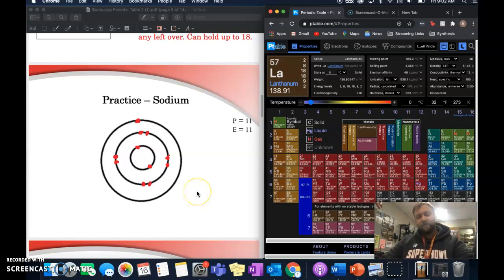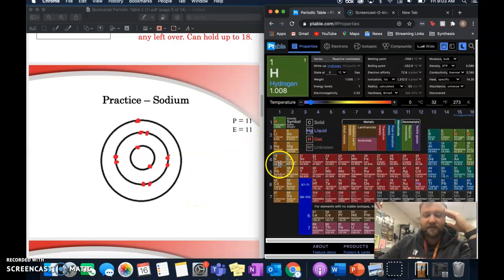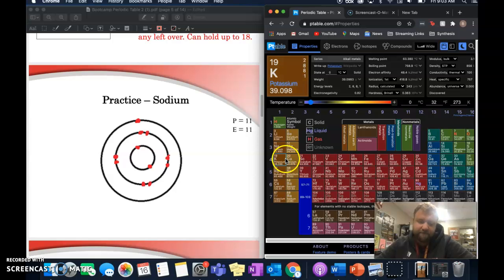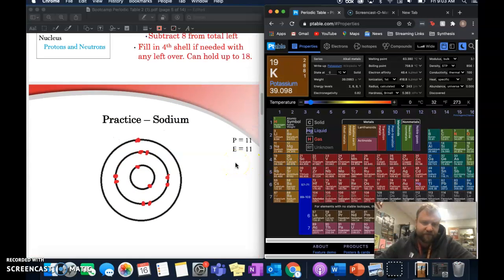Yeah, that could be difficult. So we're not going to really get past the 4th energy level too much. Basically from potassium and calcium on, you won't see much.